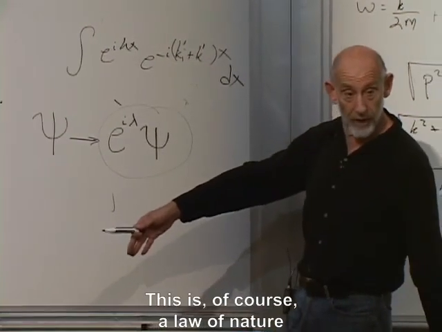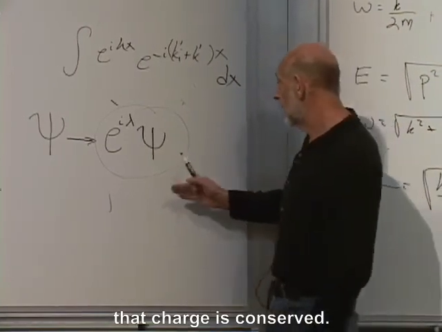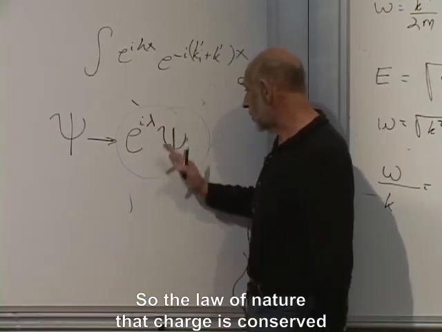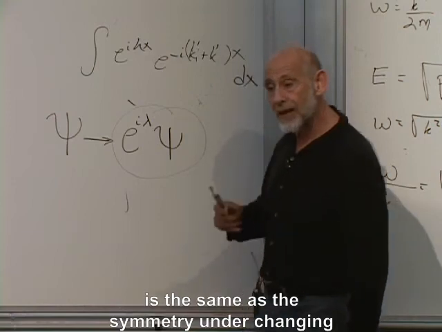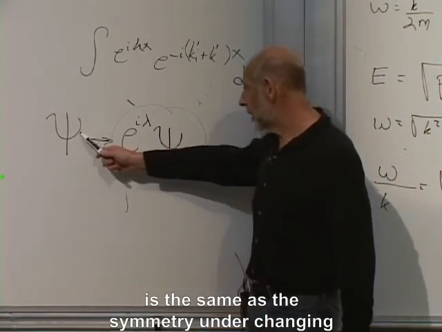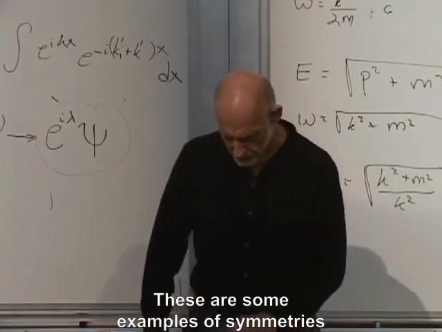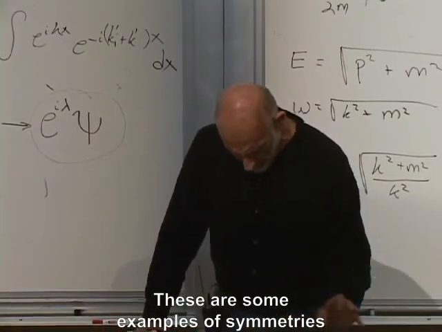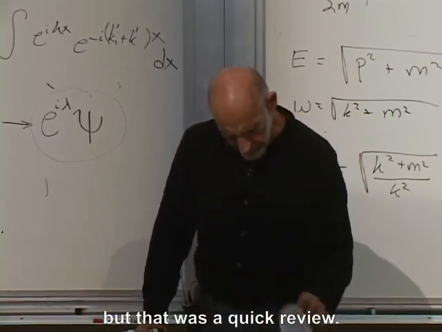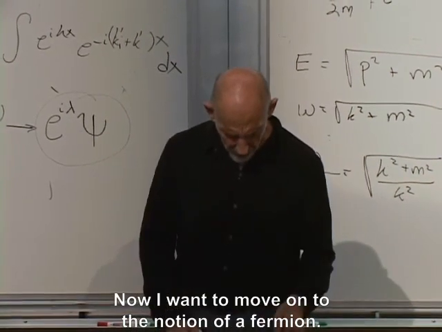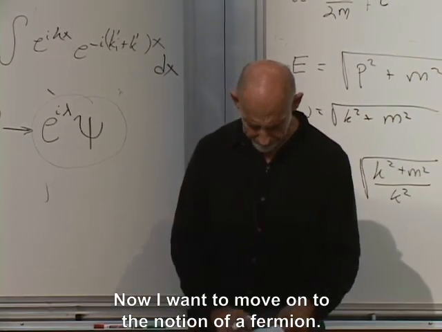This is, of course, a law of nature that charge is conserved. So the law of nature that charge is conserved is the same as the symmetry under changing the phase of the wave function. These are some examples of symmetries. All right, that was a quick review. Now I want to move on to the notion of a fermion.